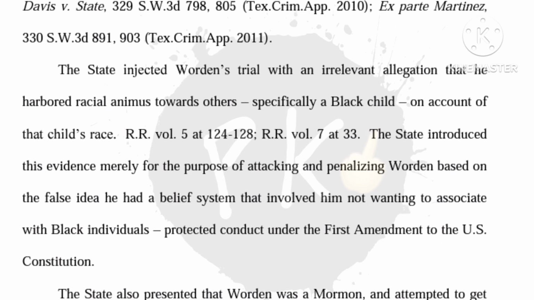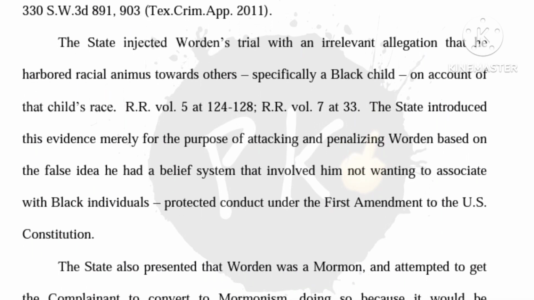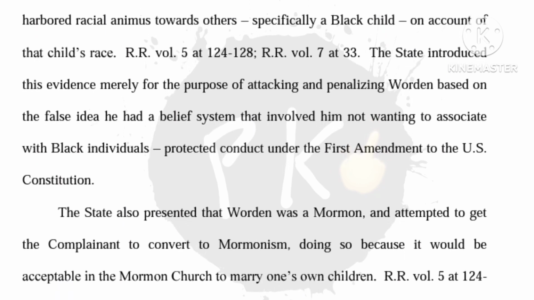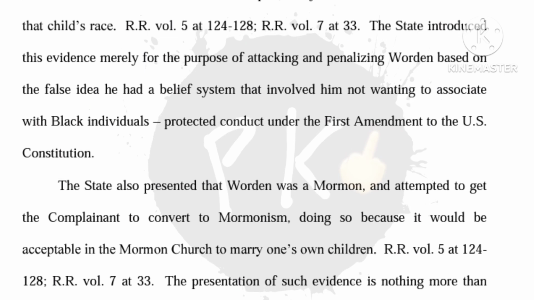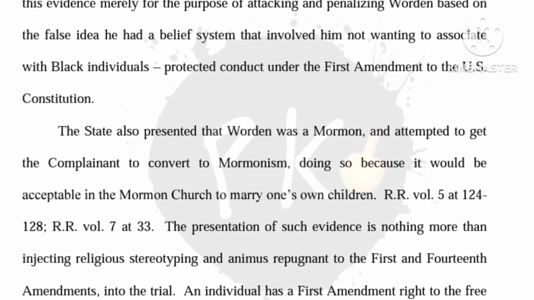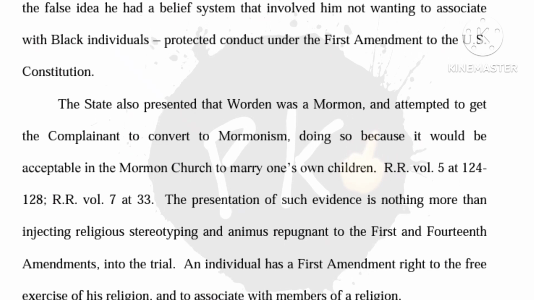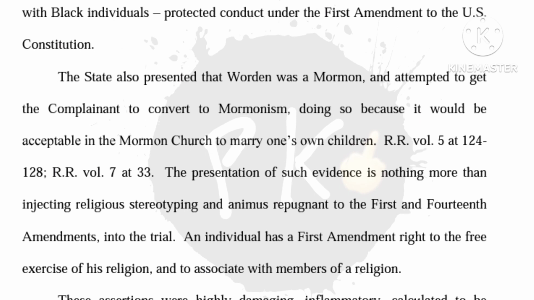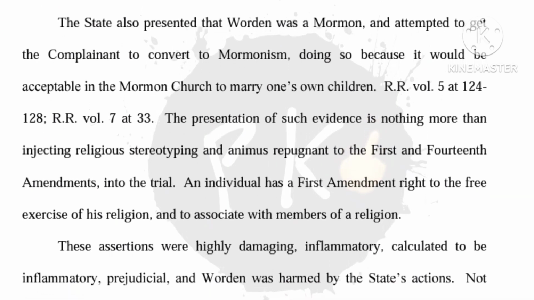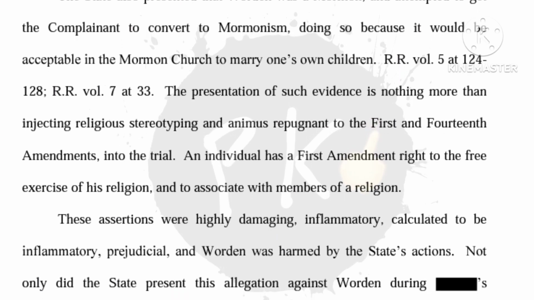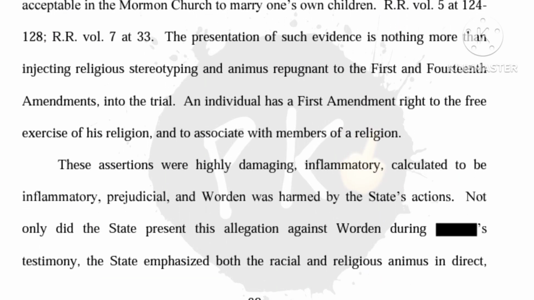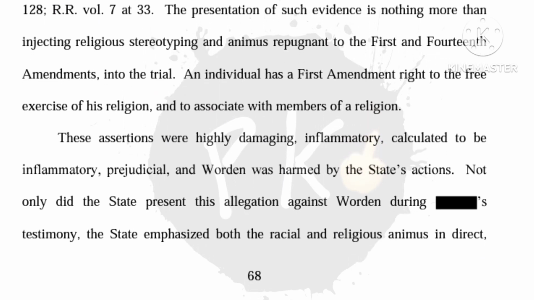The state injected Warden's trial with an irrelevant allegation that he harbored racial animus towards others, specifically a black child, on account of the child's race. The state introduced this evidence merely for the purpose of attacking and penalizing Warden based on the false idea he had a belief system that involved him not wanting to associate with black individuals, protected conduct under the First Amendment to the U.S. Constitution. The state also presented that Warden was a Mormon and attempted to get the complainant to convert to Mormonism, doing so because it would be acceptable in the Mormon Church to marry one's own children. The presentation of such evidence is nothing more than injecting religious stereotyping and animus repugnant to the First and 14th Amendments into the trial. An individual has a First Amendment right to the free exercise of his religion and to associate with members of a religion.